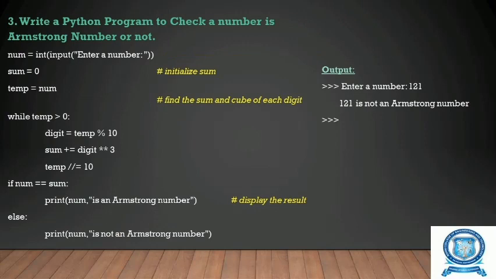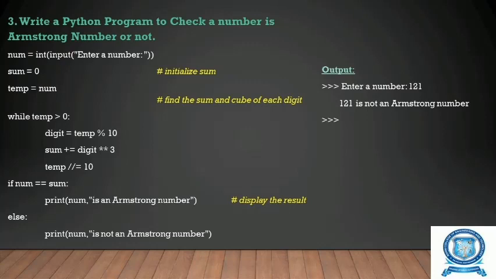Write a Python program to check whether a number is an Armstrong number or not. Here also we are getting a number as input, and that is stored in the variable num. First we are initializing the sum value as 0. Then we are giving a temporary variable, that is temp is equal to num. We are assigning that num to the temporary variable.